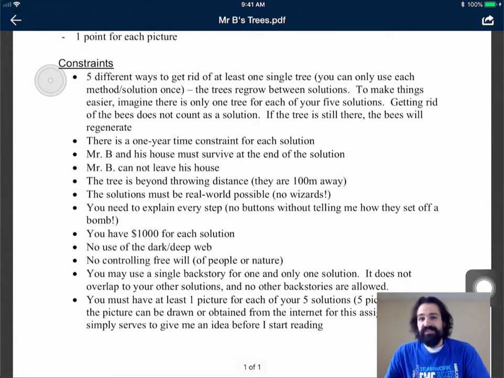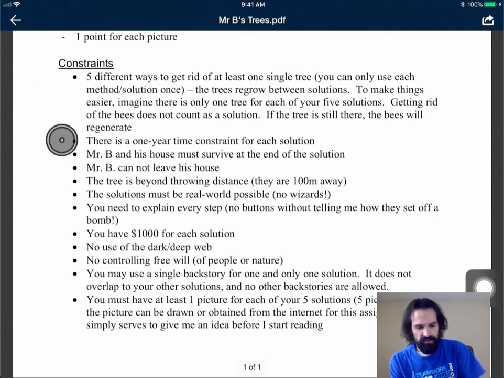Getting rid of the bees does not count as a solution. You must get rid of the tree because if the tree is still there, the bees will regenerate and come back. Constraint number 2, there is a 1-year time constraint. So whatever you have to do has to be accomplished within a 365-day period. So from January 1st to January 1st of the following year.